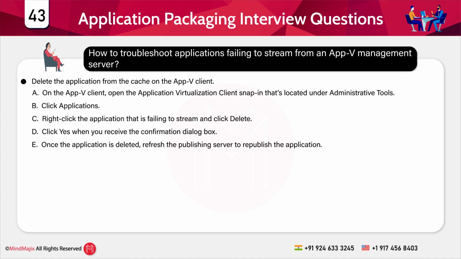On the AppV client, open the Application Virtualization Client snap-in that's located under Administrative Tools. Then we have to click the application. After right-clicking the application that is failing to stream, we have to delete it. After deleting, we have to click yes, and we have to receive the confirmation dialog box. Once the application is deleted, we have to replace the publishing server to republish the application.